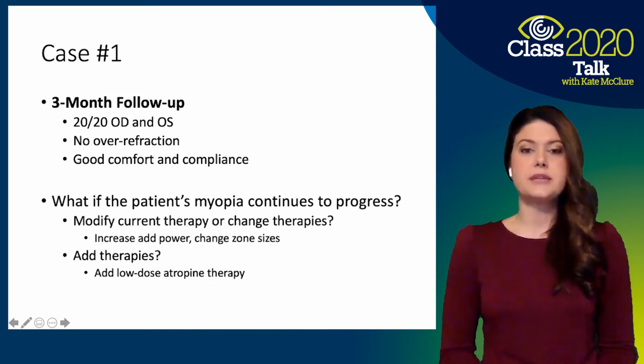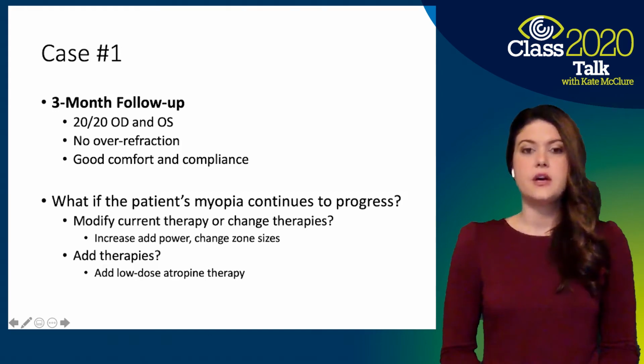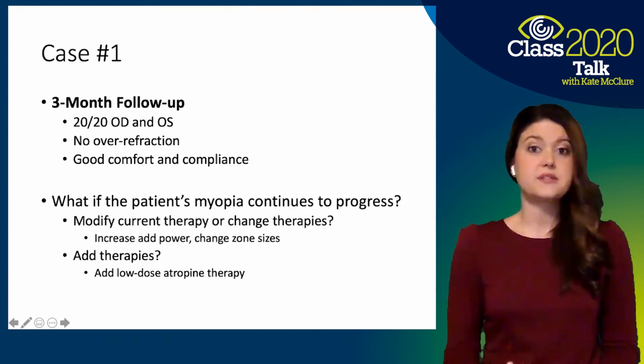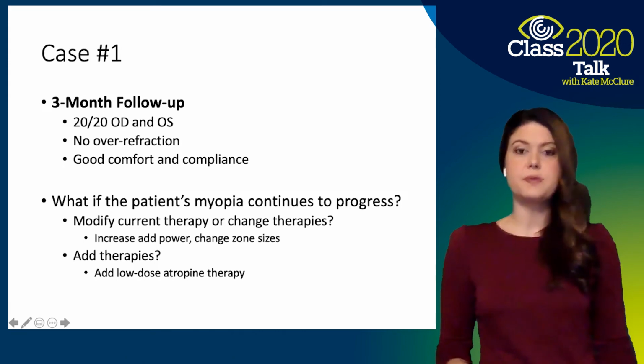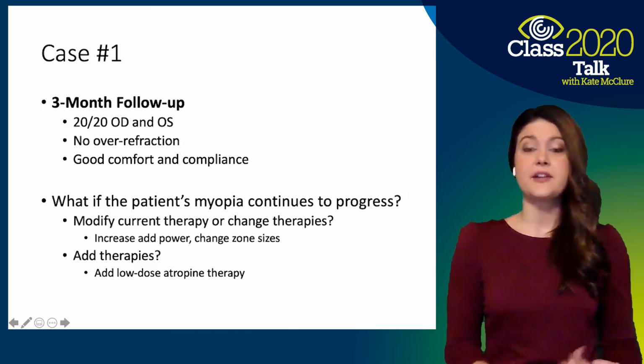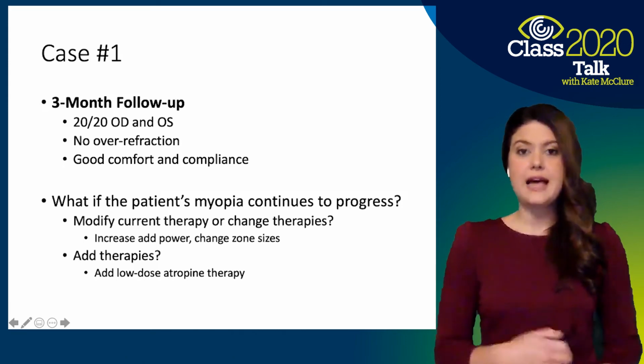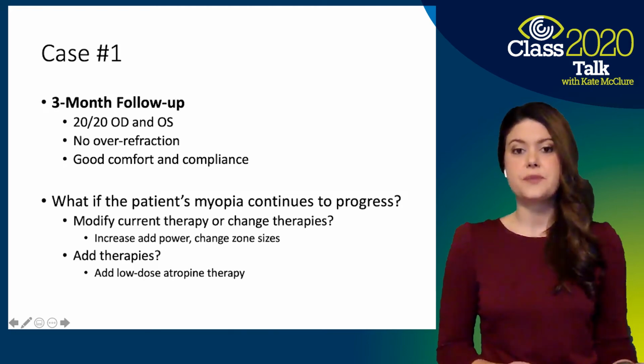I had the patient in a +2.50 add, so I could change her to maybe a +3 add to see if that slows her progression more. I could also change the zone sizes if needed, so I could look more closely at her pupil size to see if I got an incorrect measurement the first time, and then I could change the zone sizes too.